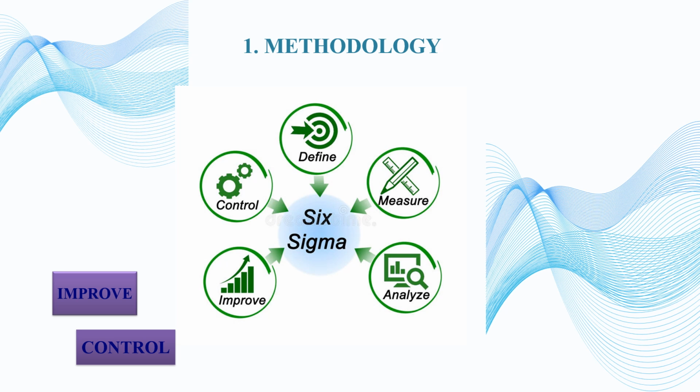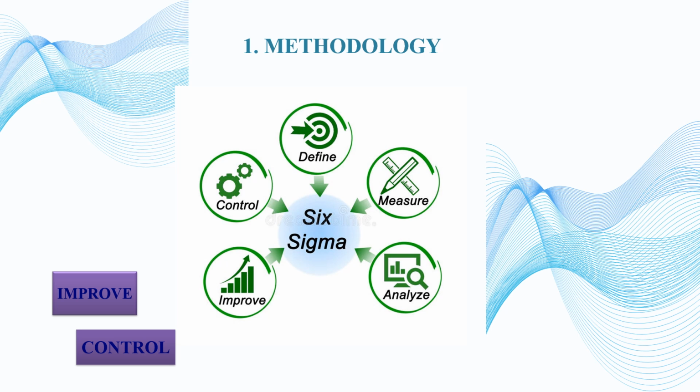There are two cycles used in Six Sigma. The first is the DMAIC cycle. The core of Six Sigma is the DMAIC cycle. The first is define: identify the problem and goal. Measure: collect data, understand current performance. Analyze: find the root cause of defects. Improve: implement solutions to solve the problem. And then control: maintain the improvement over time.